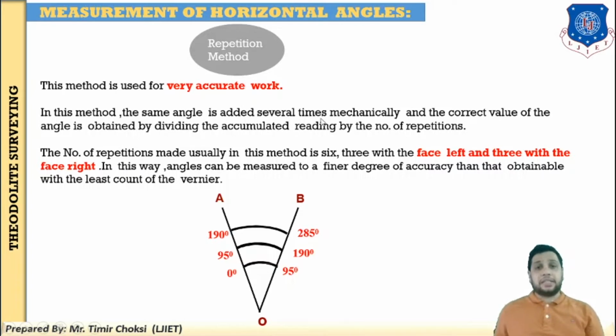In this method, the same angle is added several times mechanically, and the correct value of the angle is obtained by dividing the accumulated reading by the number of repetitions. So what is the procedure? I will explain in detail. First, the number of repetitions made usually in this method is 6. That means 3 face left observations and 3 face right observations. So in total the angle is measured 6 times, and it can be measured to a finer degree of accuracy than is obtainable with the least count of the vernier.